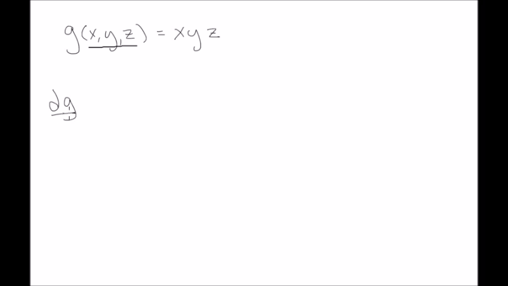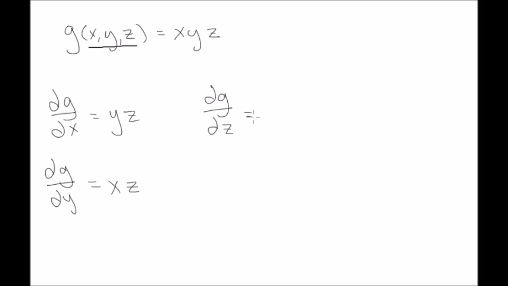So if I take dg dx, I'm taking the derivative with respect to x and leaving my y's and z's as constants. So the derivative of x is 1 times y times z because y and z are just constants. My derivative with respect to y, the derivative of y is 1. I'm treating x and z as constants, so I have just x times z. I take the derivative with respect to z. You notice the pattern here. The derivative of z is 1, and I'm left with x times y.